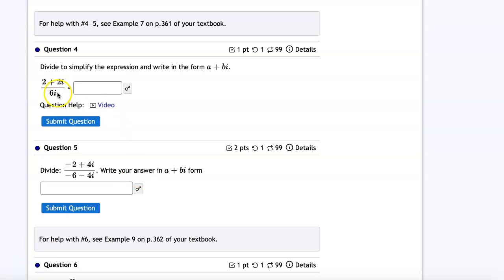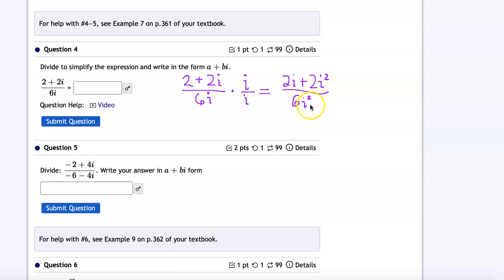And here, all we need to do is turn this denominator into something with an i squared. So if we multiply by i over i, our denominator will have an i squared, and the result will be 2i plus 2i squared over 6i squared. So next we replace these two i squareds with negative 1.